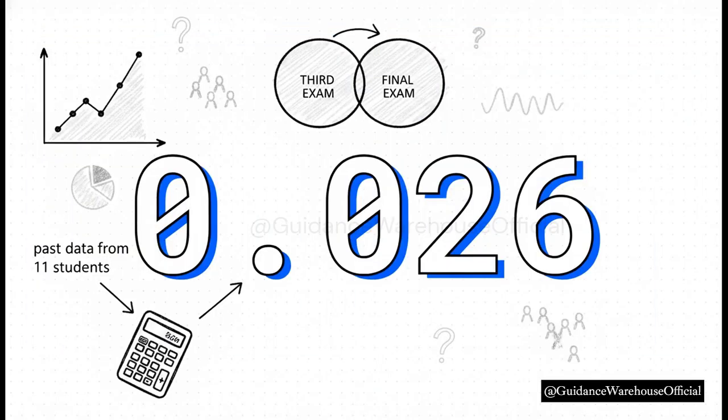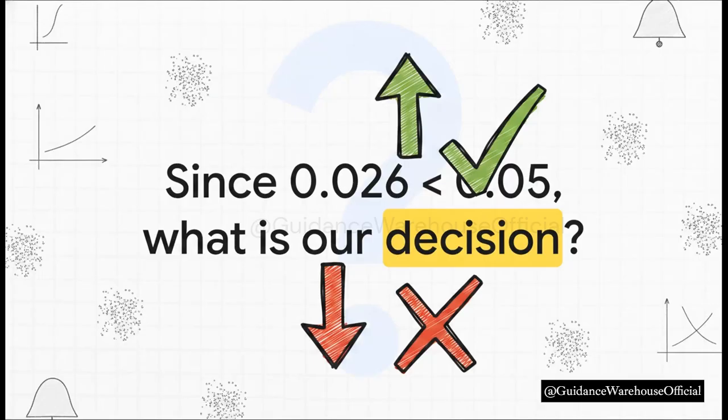Let's make this super concrete by jumping right back to our third exam versus final exam problem. Let's say we have past data from 11 students. We plug those 11 data points into our calculator, and it spits out a p-value of 0.026. Now, I want you to think about this for a second. We have a p-value of 0.026. Our alpha threshold is 0.05.